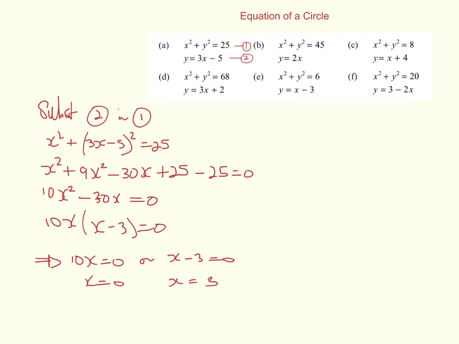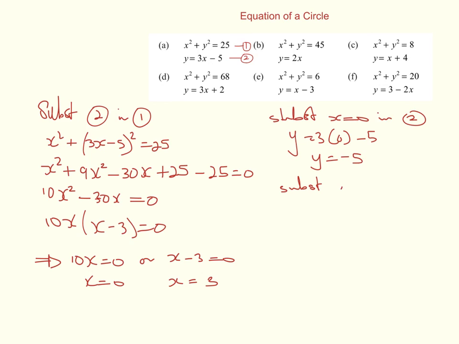So now, here we go. So we substitute x is equal to 0. I like using equation 2 because y is already the subject in this equation, so I'll just substitute 0 there. That will then give us y is equal to 3 times 0 minus 5. So it means y is minus 5. Do the same thing for the other value.